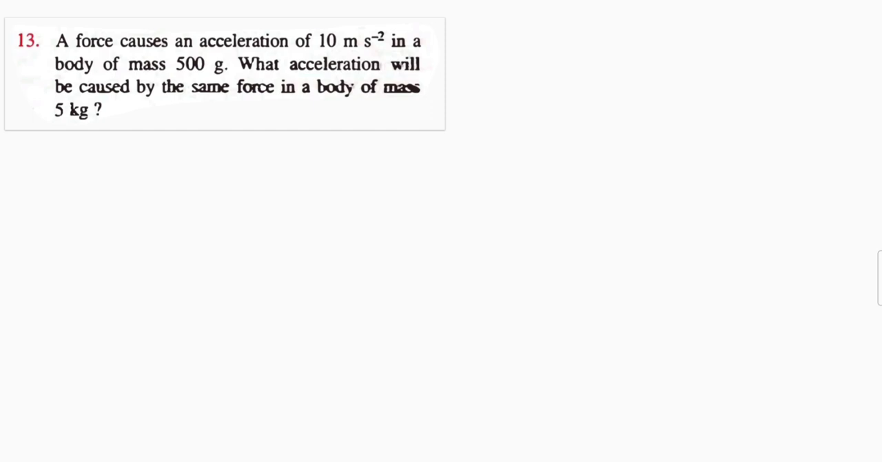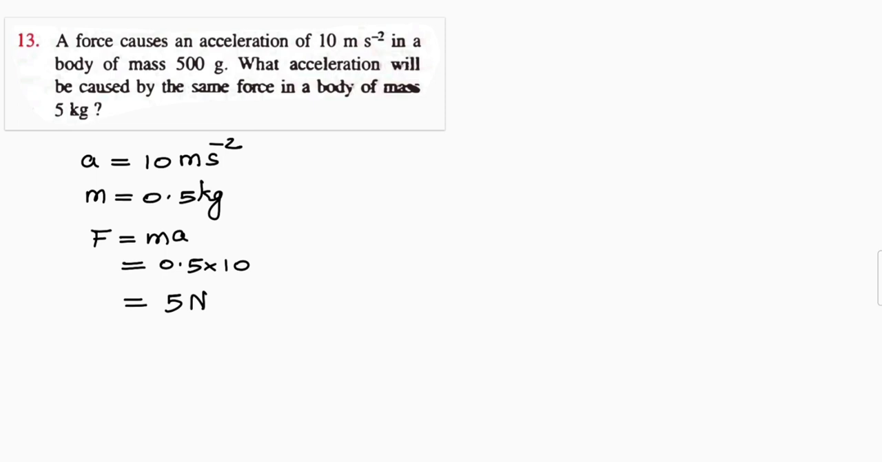Question number 13. Force causes an acceleration of 10 meters per second square, and the mass of the body is 0.5 kg. Let's calculate force. Force is mass into acceleration. Substitute the values. So force is 5 newtons. Now the second part of the question says, what acceleration will be produced? Acceleration is F upon m by the same force. Force is 5 newtons, but now the body of mass 5 kg. So mass is 5 kg, hence now the acceleration produced will be 1 meter per second square.